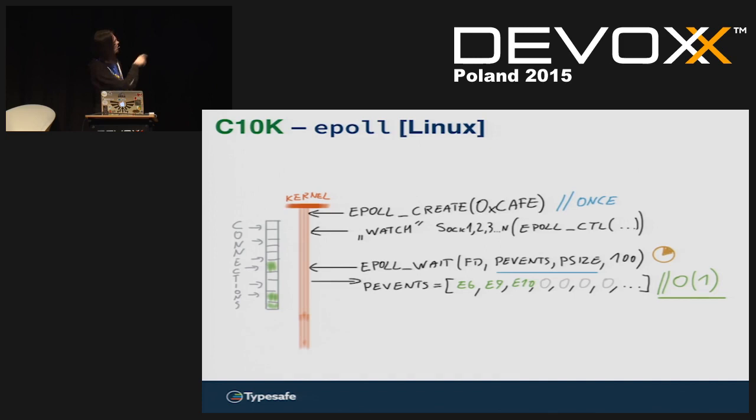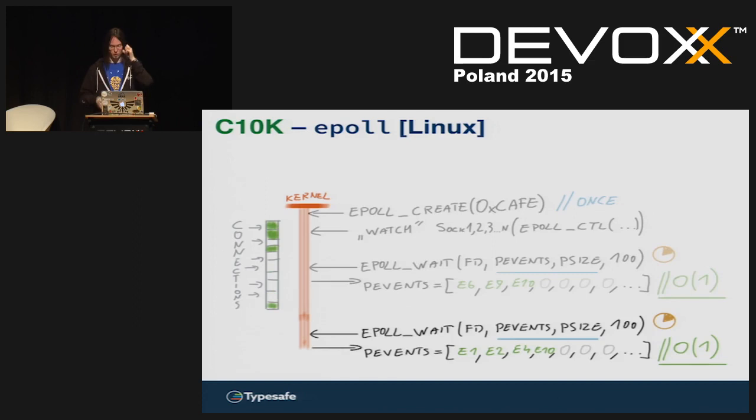How is that better? Well, it's not strictly O(1), because you still need to iterate through the ones that have data, but when I start iterating through this data structure, at the beginning there are always going to be those that actually have data, so I'm not wasting time, because I need to read from them anyway. And once I get to the end of it, to the zeros, I see, okay, so the other ones don't have data available. And then you do it again and again.